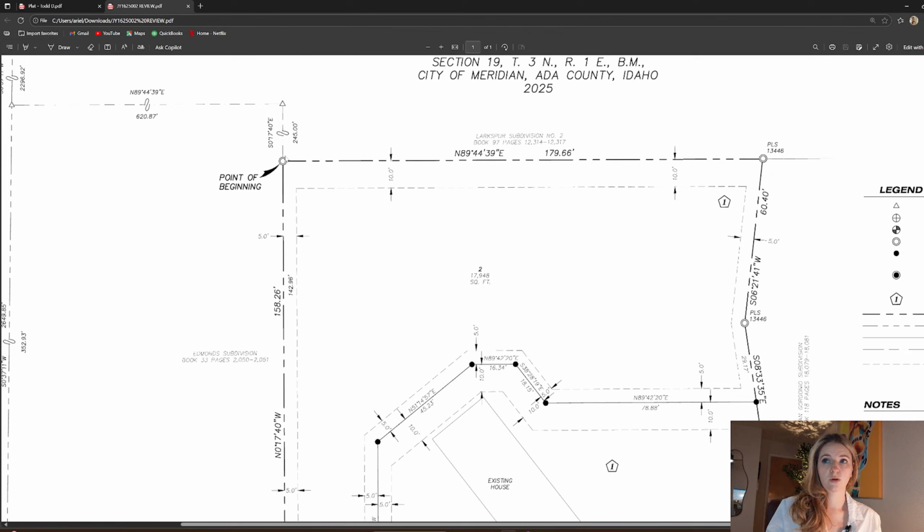So you, a little imaginary person standing here, you're facing north, you turn the direction that they tell you, and you just start walking along this line until you get to this point, which is 179.66 feet. Now you're standing there, and now you're just going to pivot on that spot again.